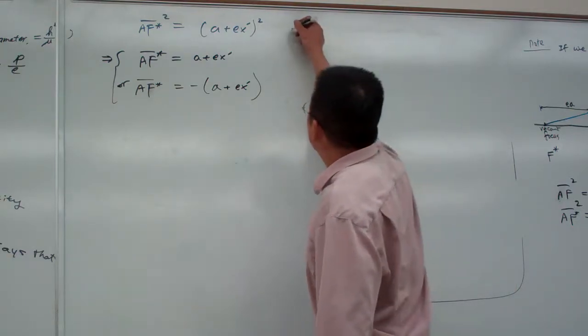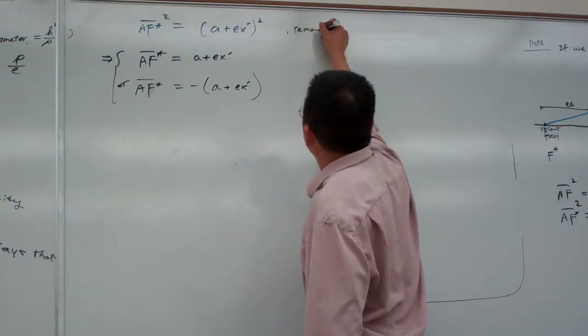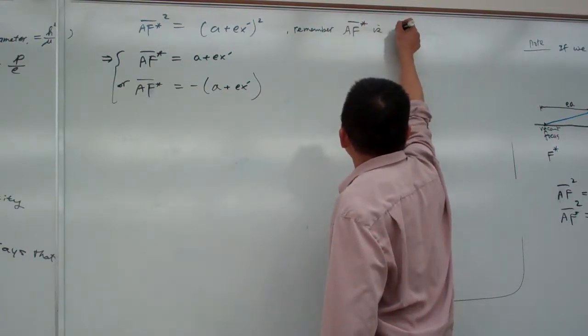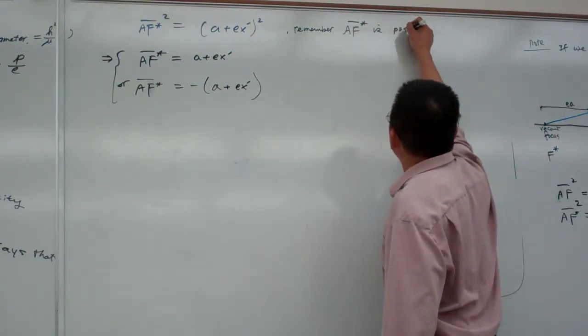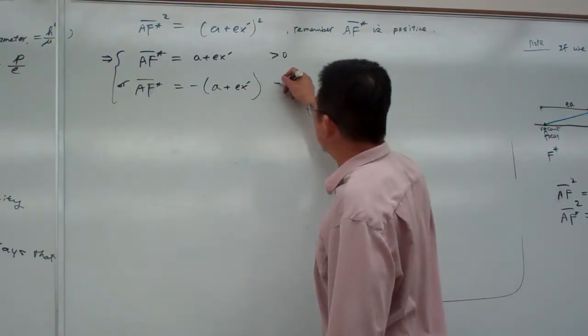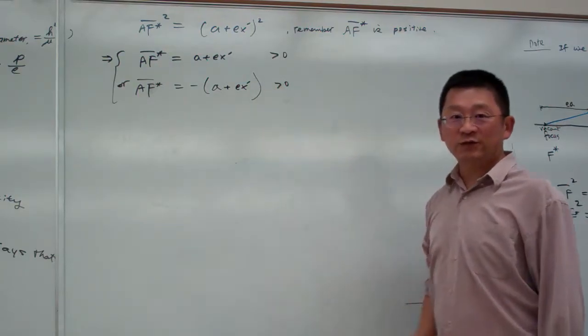And remember, AF is always positive because that is the distance. So this one must be positive, and this one must be positive in either expression.